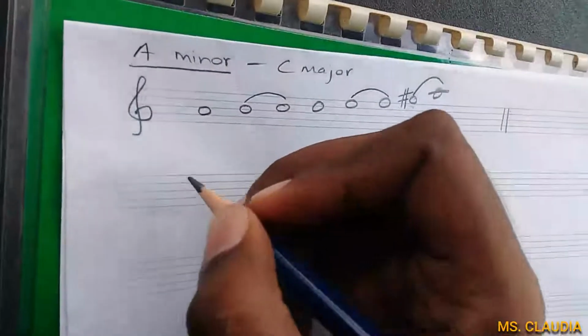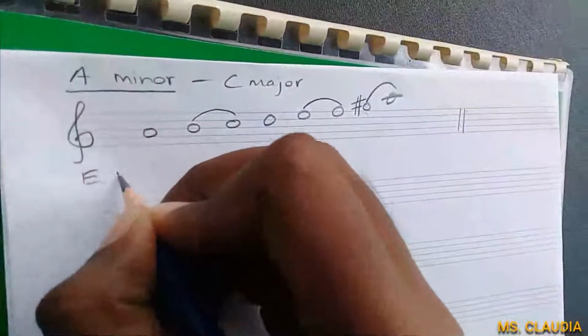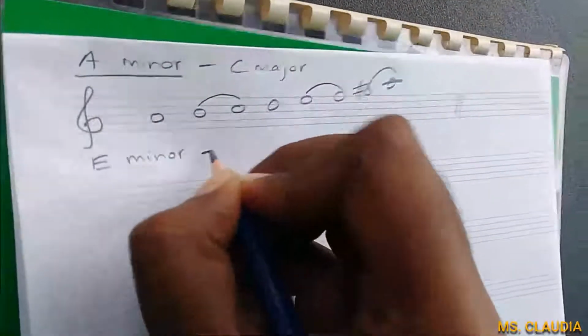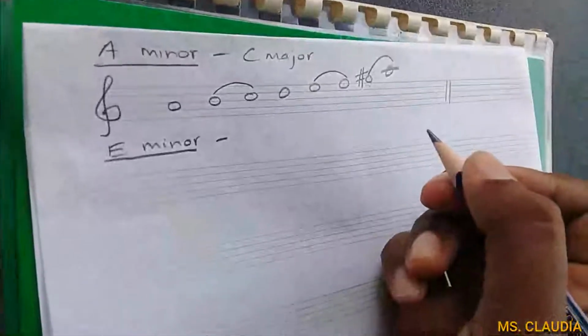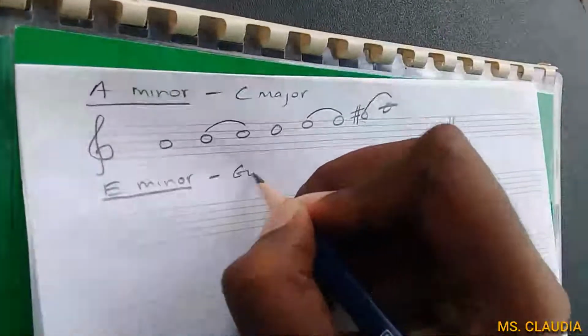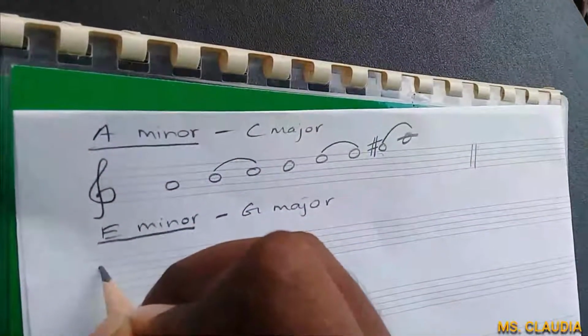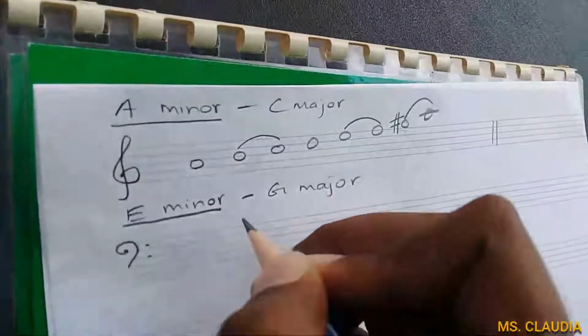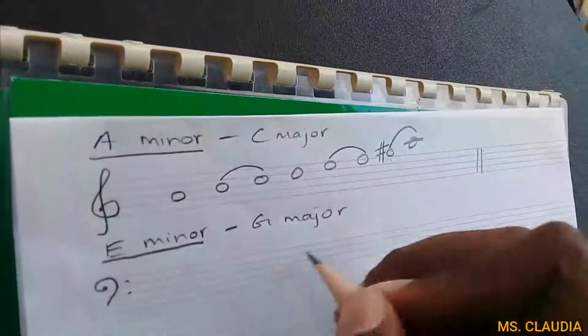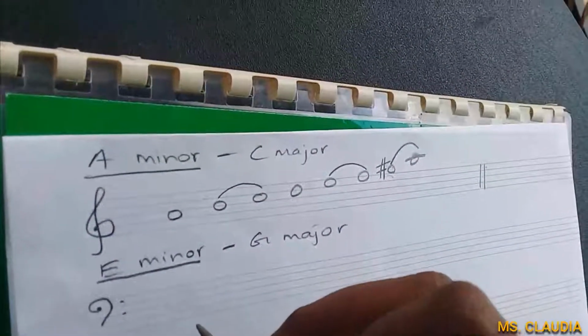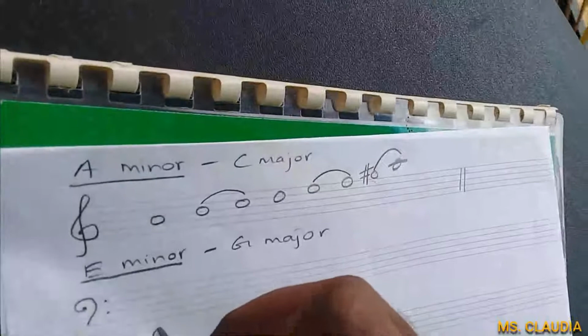Next we are going to work on E minor scale. Who is the relative major of E minor? G major, right? So let's do this on bass clef. Again we'll go for an ascending scale, right?